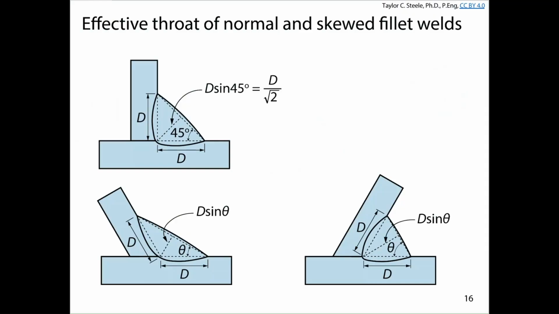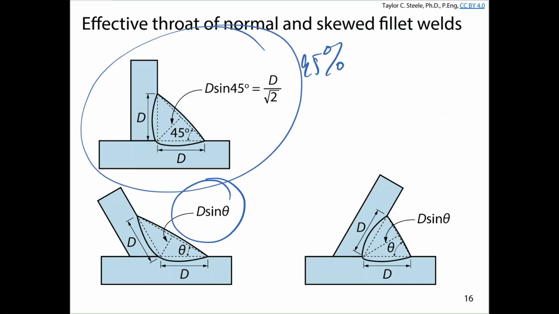Probably not going to see this too much in this course. I might ask you on a quiz or something to calculate the effective throat width for a certain weld orientation. But generally speaking, 95% of the time we're going to be dealing with this case up here, where d over root 2 is going to give us the effective throat depth.